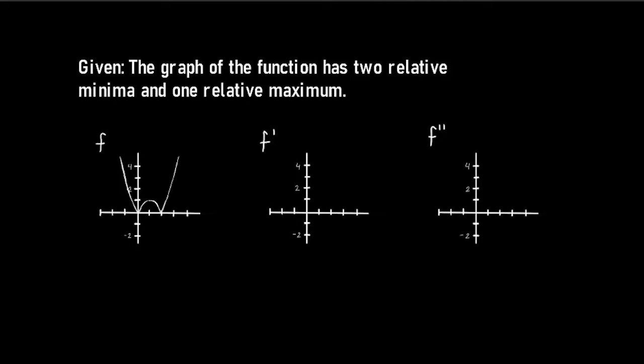In problem number 7, we are given the graph f of x and we have to draw the graph of the first derivative and second derivative. The graph of the function has two relative minima and one relative maximum. The two relative minima are at the critical points x equals 0 and x equals 2. The relative maximum of the graph is at the critical point x equals 1.